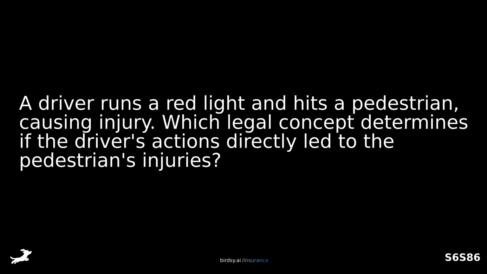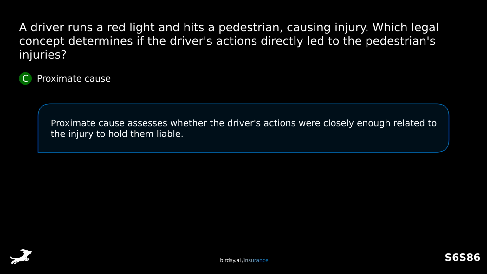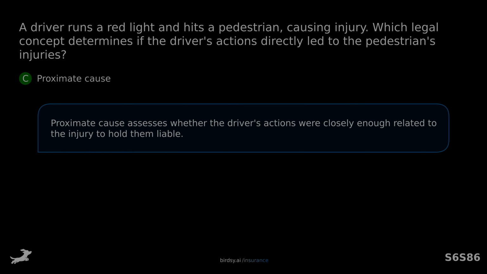A driver runs a red light and hits a pedestrian, causing injury. Which legal concept determines if the driver's actions directly led to the pedestrian's injuries? Is it A, duty, B, negligence, C, proximate cause, or D, damages? The answer is C, proximate cause. Proximate cause assesses whether the driver's actions were closely enough related to the injury to hold them liable.